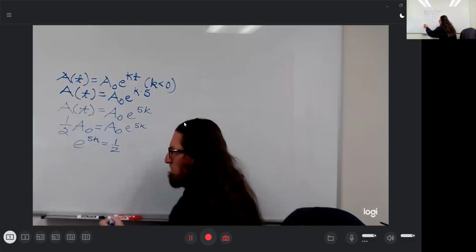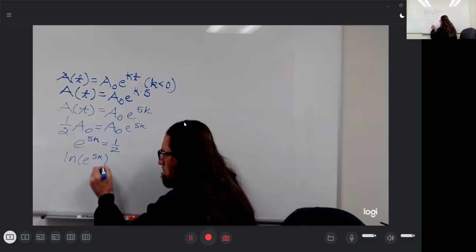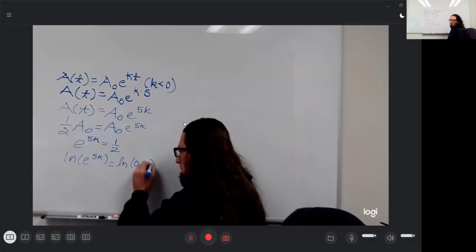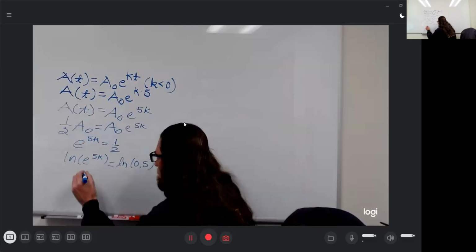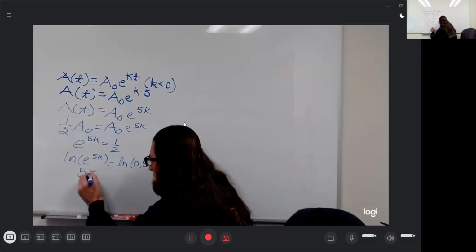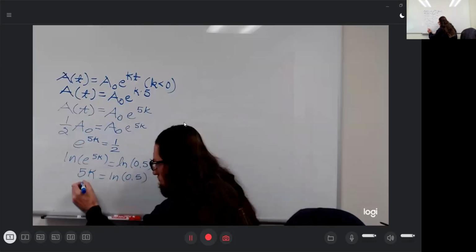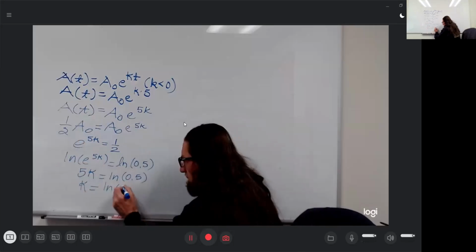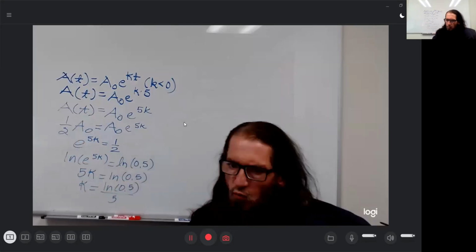And taking the natural log of both sides, the natural log and the E will cancel out so that we just have 5K equals the natural log of 1/2. And so divide both sides by 5. That's going to give us what K is.